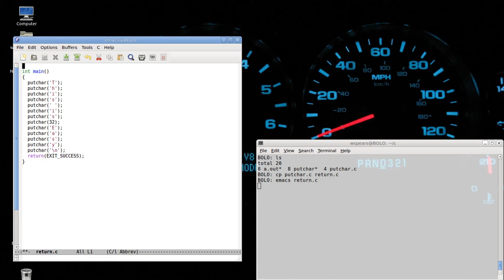EXIT_SUCCESS is defined in a library called stdlib.h. We don't need to worry about what the definition of EXIT_SUCCESS or EXIT_FAILURE is, because it's already been done for us.